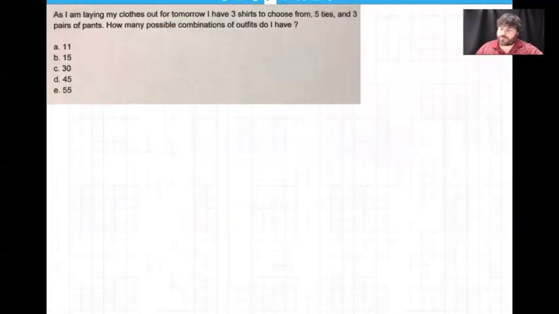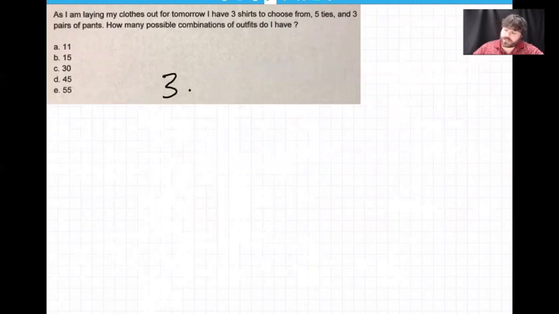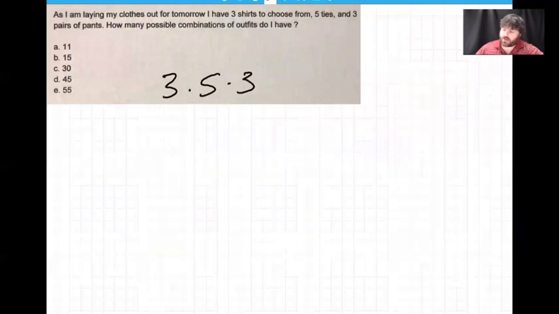All right, next problem. As I am laying out my clothes for tomorrow, I have 3 shirts to choose from, 5 ties, and 3 pairs of pants. How many possible combinations of outfits do I have? All right, this one's pretty simple. It's going to be 3 times 5 times 3. It's how many different combinations, and I have 3 different choices.